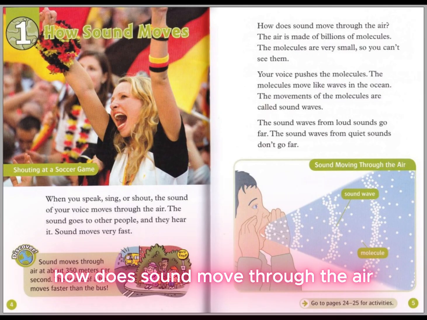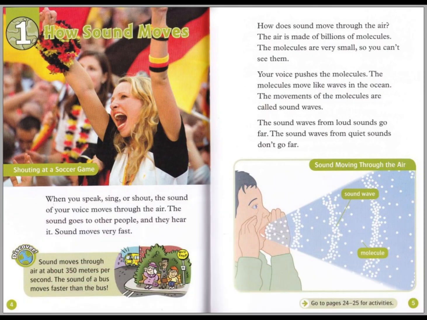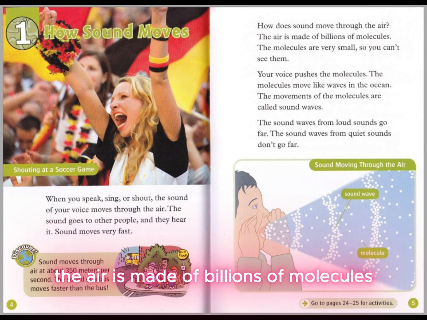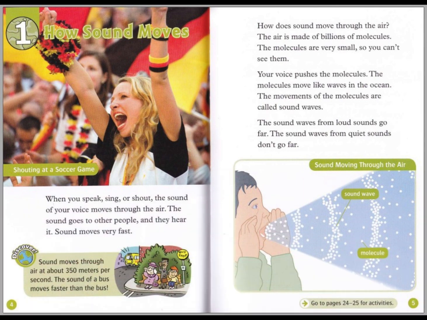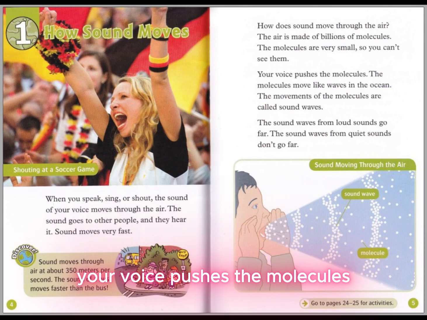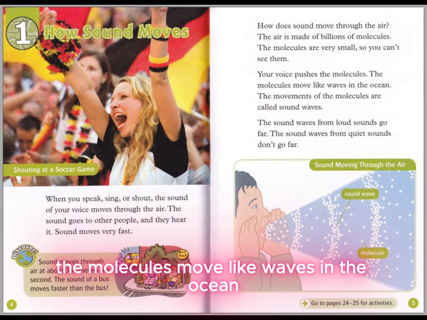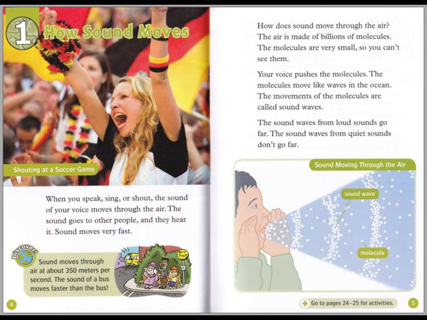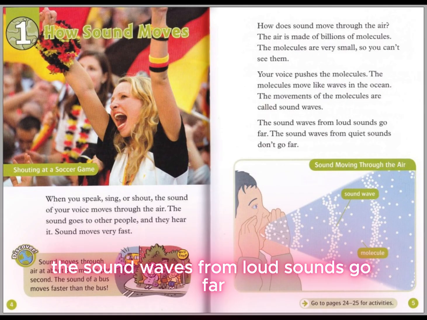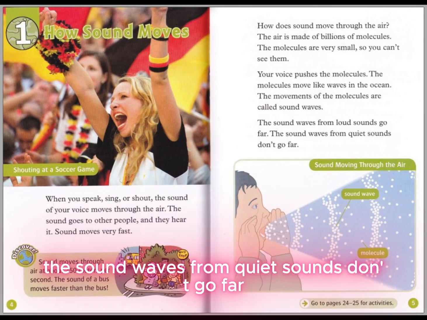How does sound move through the air? The air is made of billions of molecules. The molecules are very small, so you can't see them. Your voice pushes the molecules. The molecules move like waves in the ocean. The movements of the molecules are called sound waves. The sound waves from loud sounds go far. The sound waves from quiet sounds don't go far.